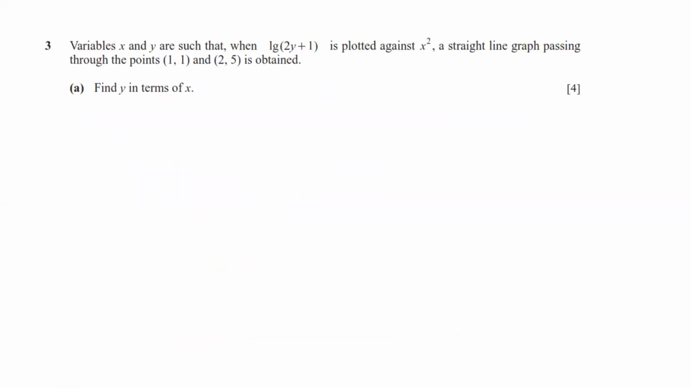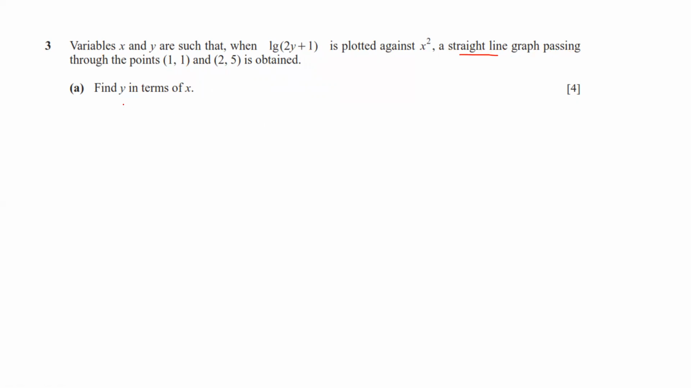Next, question number 3. It says variables x and y are such that when log of 2y plus 1 is plotted against x square, a straight line graph passing through points 1 comma 1 and 2 comma 5 is obtained. It says find y in terms of x. Okay, so we're getting a straight line for variables x and y, and they're passing through these points.